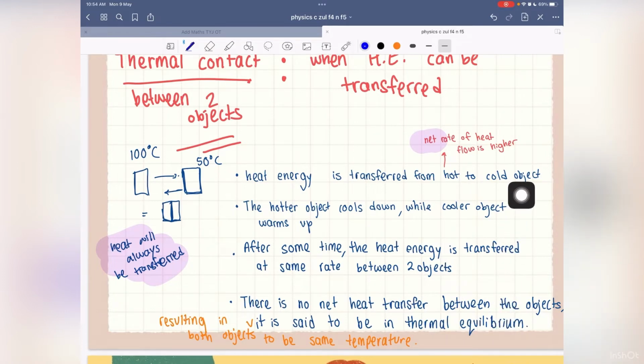The first point is both objects need to be at the same temperature in the end. And the second point is there will be no net heat flow or net heat transfer between the two objects. Because heat will always be transferred, but there will be no net heat transfer. You have to add the word net, okay? Because there will always be heat transferring, but you have to specify no net heat transfer between the two objects. Or you can also say the net heat transfer between the two objects is 0.